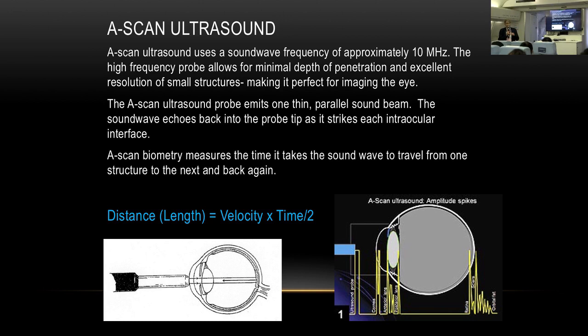So in a nutshell, the A-scan ultrasound just emits this one single pencil beam of sound, which strikes each surface of the eye as it goes through and gets echoed back into the same probe that emits it. And that's different from a B-scan ultrasound. A B-scan ultrasound probe emits a fan. It has an oscillating probe tip and emits a fan of sound waves to give you a two-dimensional image. And so what the A-scan biometry is doing, it's measuring the time it takes the sound wave to travel from one structure within the eyeball to the next and back again.